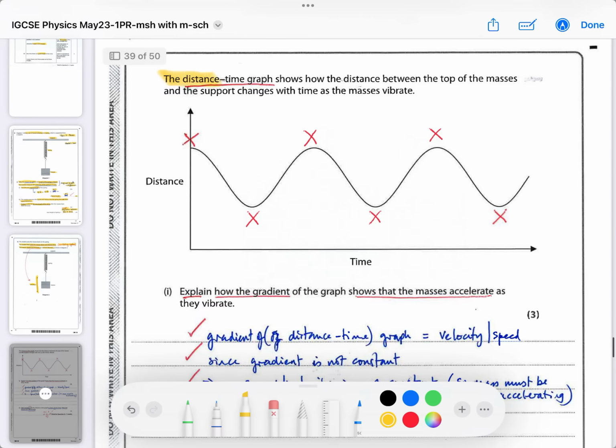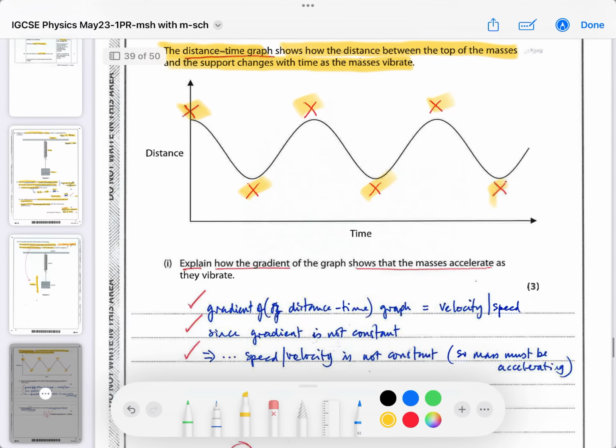And the distance-time graph shows how the distance between the top of the mass and the support changes as the mass vibrates. So obviously it gets to a peak, then a trough, a peak, then a trough, a peak, then a trough. These are the turning points for the oscillating mass-spring system. Explain how the gradient of the graph shows that the masses accelerate as they vibrate.